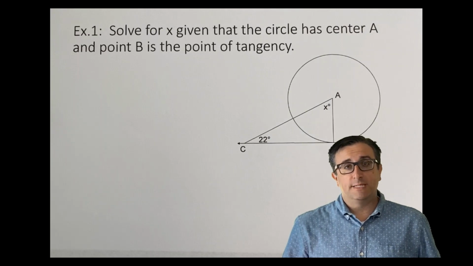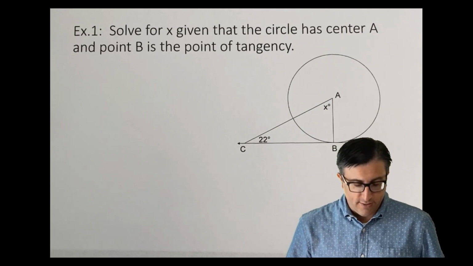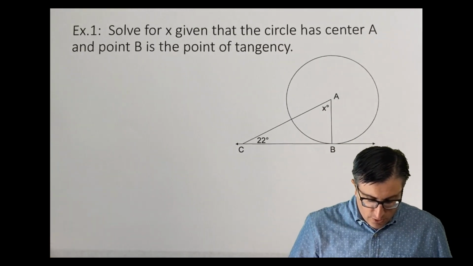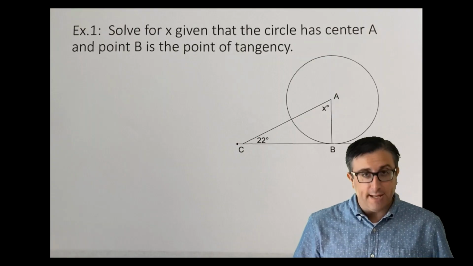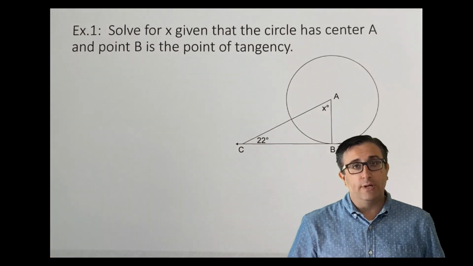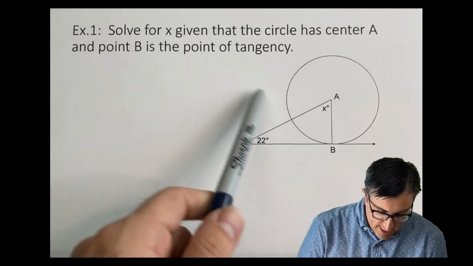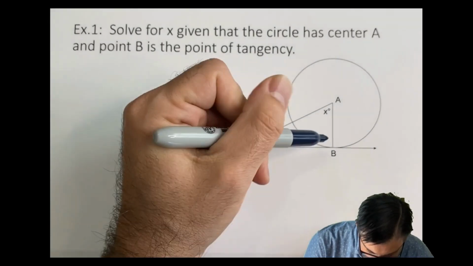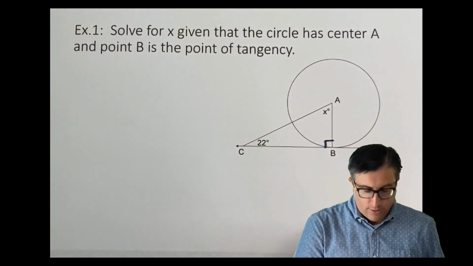Let's jump right into some examples dealing with tangent lines and points of tangency. Example 1 says, solve for x given that the circle has center A and point B is the point of tangency. The minute I hear point of tangency, I'm looking for right angles. Well, this is a right angle because the radius and the tangent line always make a right angle.